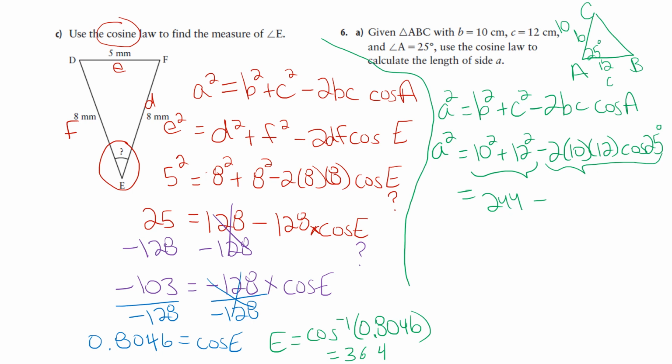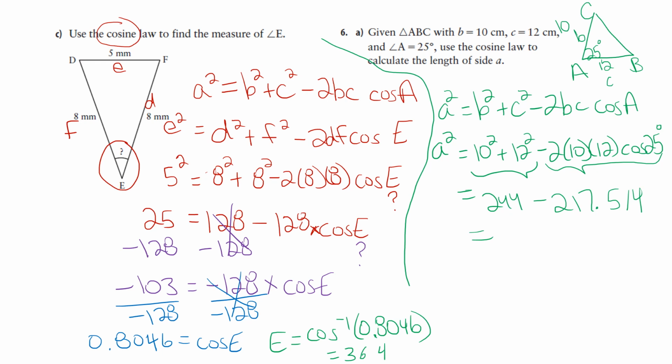So 2 times 10 times 12 times cos of 25. That gets us 217.514. Then we can subtract those.